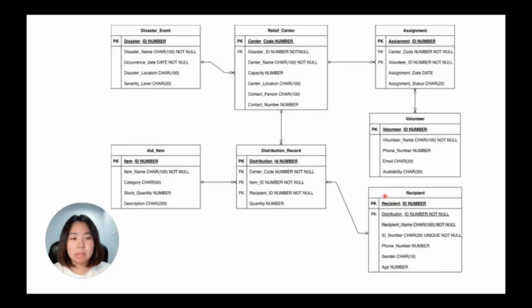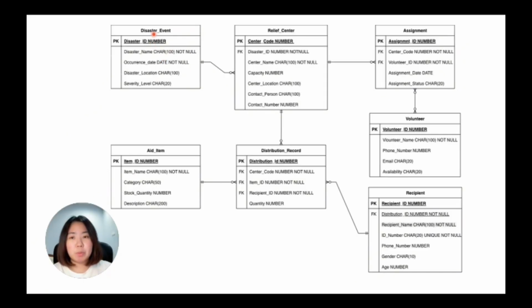Hi, this is Qingqi. This is our entity relationship diagram. In our diagram, we have 7 entities: disaster events, relief center, assignments, volunteer, recipients, distribution record, and add item. Each entity has only one primary key, which I put on the first row with their data type.